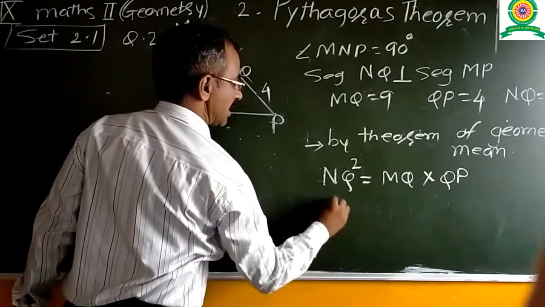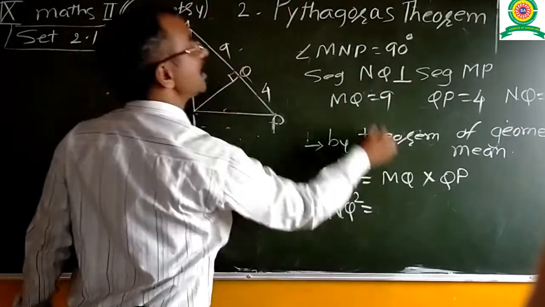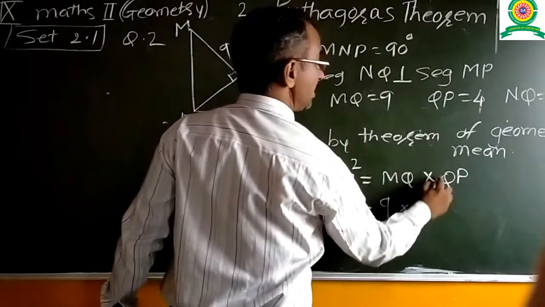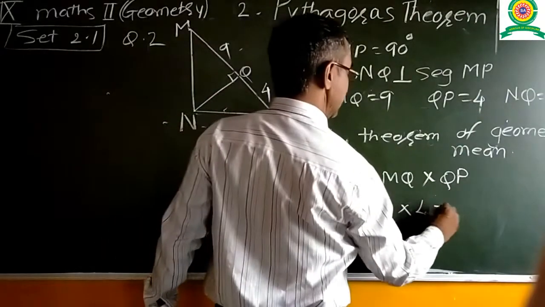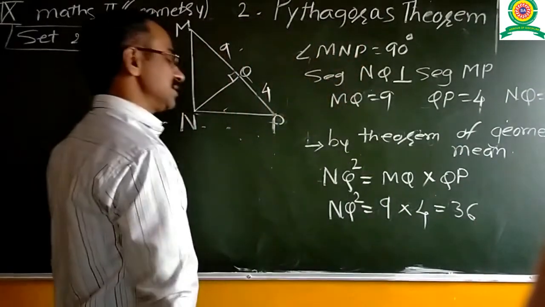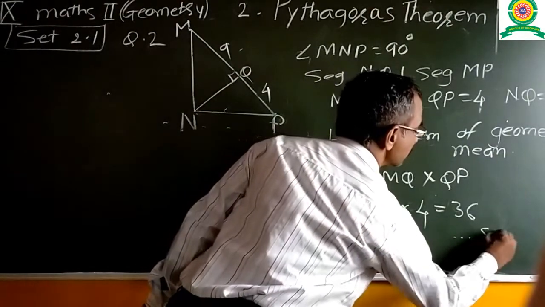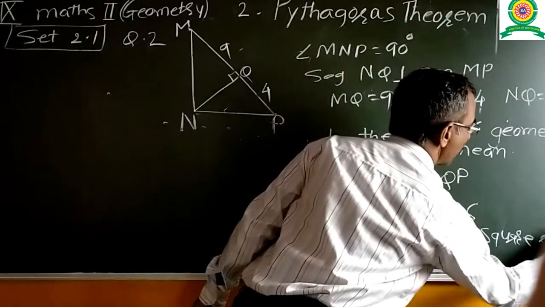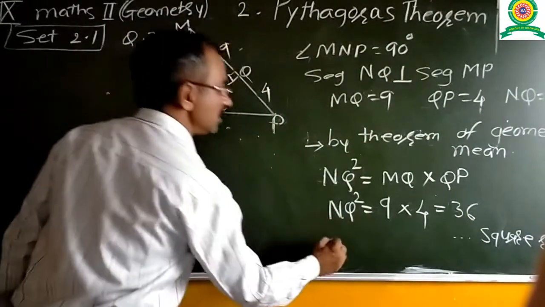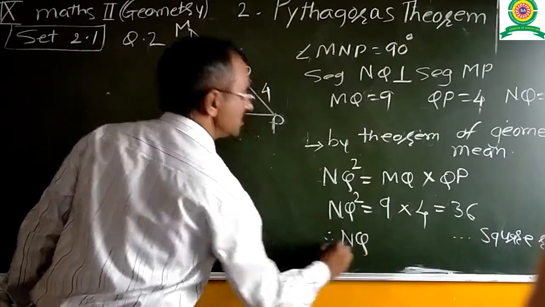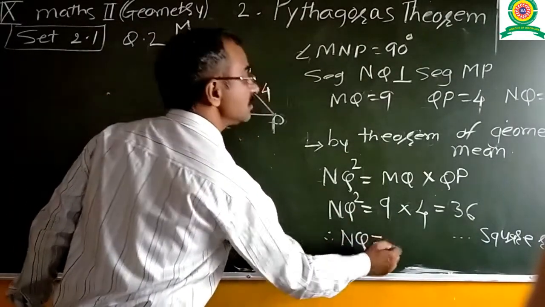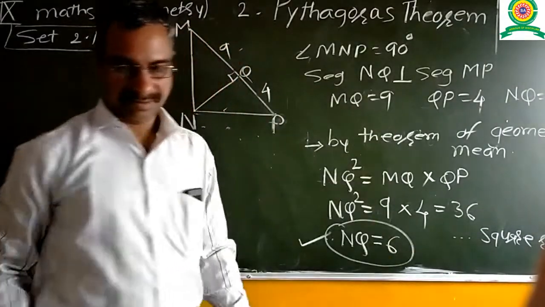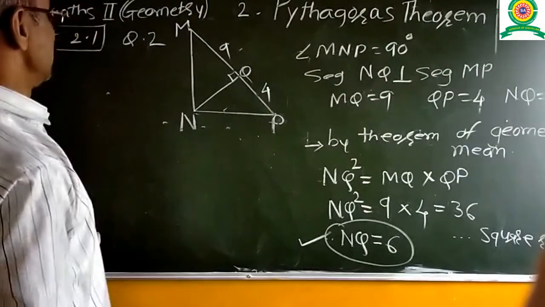So again we write NQ squared is equal to, by putting the values: MQ is 9, QP is 4. Multiplication is what? 9 into 4, 36. Then by taking the square root of 36, because we want only the value of NQ, we get NQ is equal to 6. That is our answer.